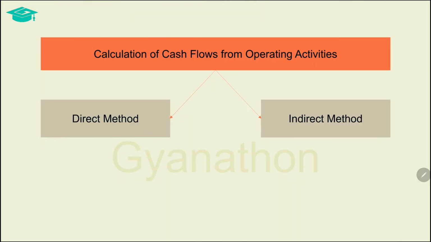Operating activities are the main revenue generating activities of an enterprise. The cash flows from operating activities have to be accurately calculated with due importance. There are two ways in which cash flows from operating activities can be classified, that is, the direct method and the indirect method. Let us first discuss these two methods and then we will discuss the preparation of cash flow statements.